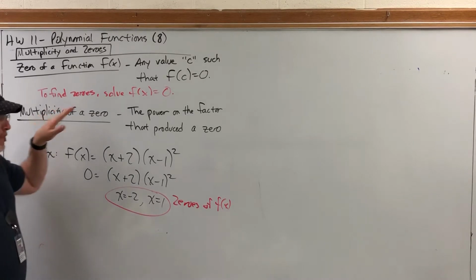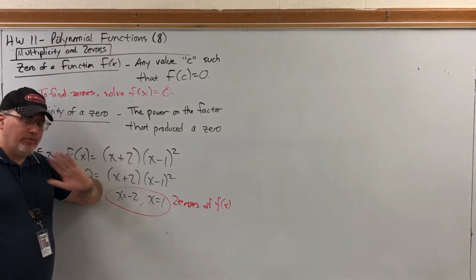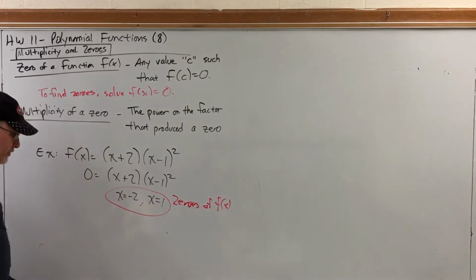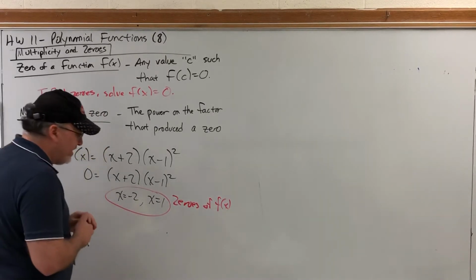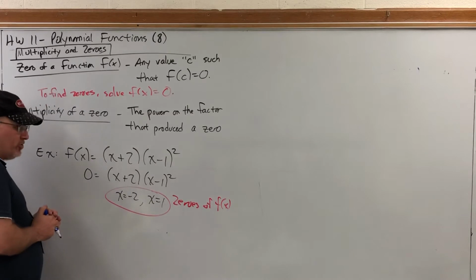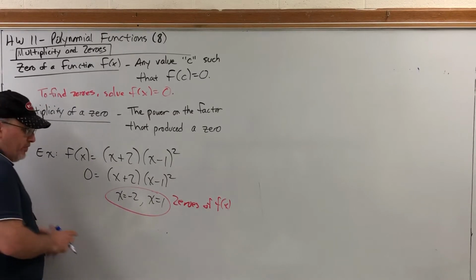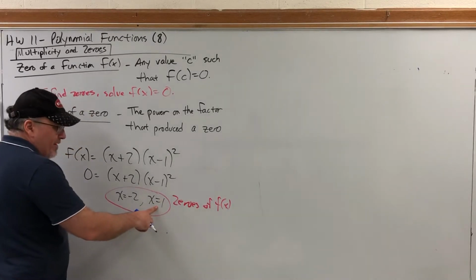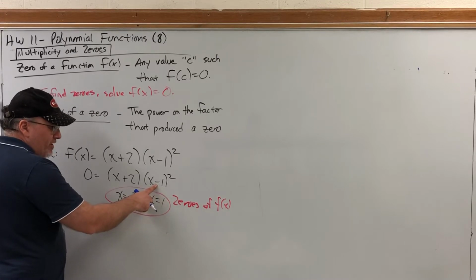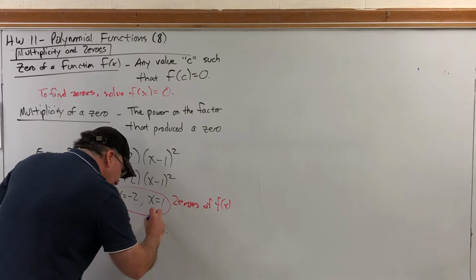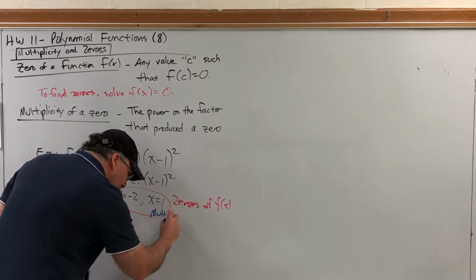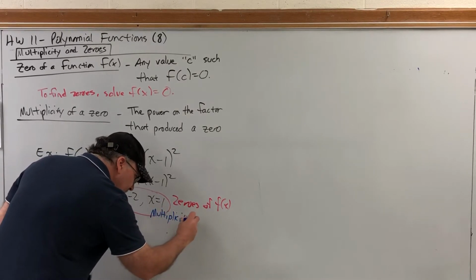The multiplicity of a zero is the power on the factor that produced the zero. So for example, if we go back to each of these zeros and retrace where they came from, and look at their factors and see what powers are on them. X equals 1 came from the factor x minus 1. The factor x minus 1 had a power of 2. So you would say that for x equals 1, the multiplicity is equal to 2.